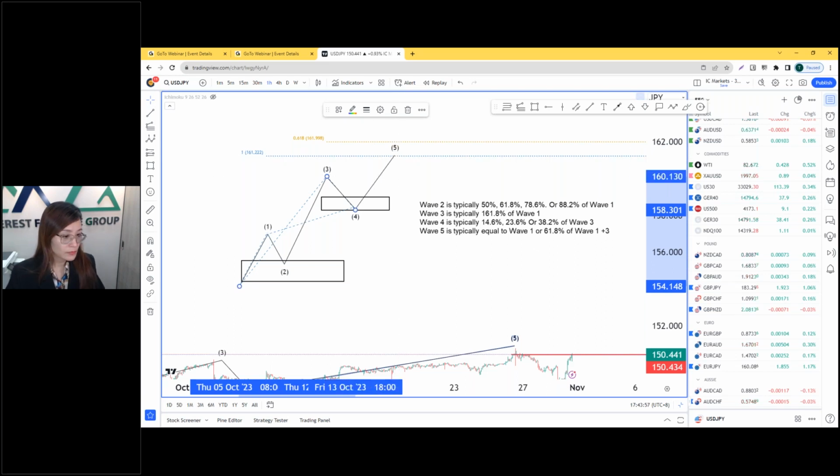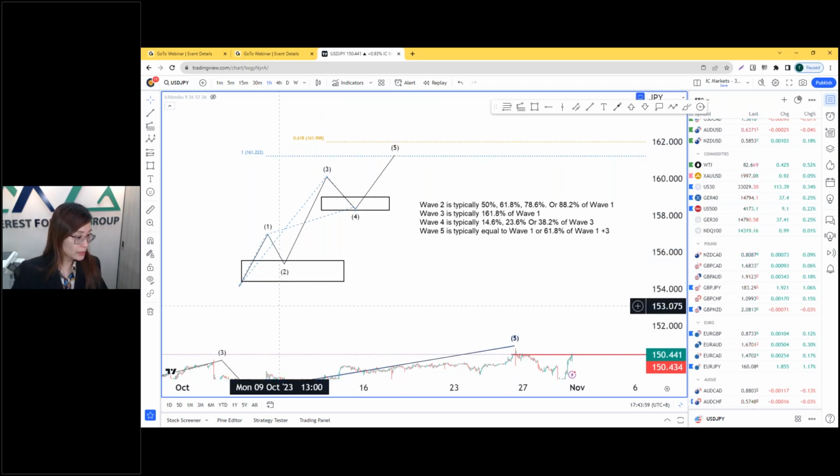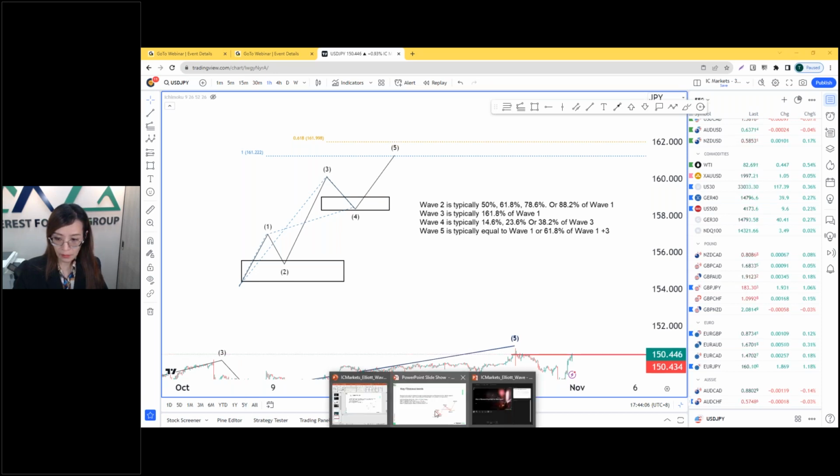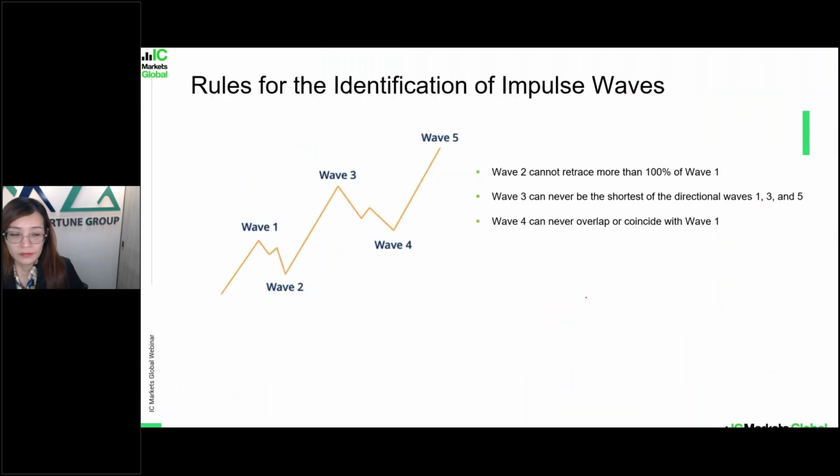And now we go back to our slide. This is quite straightforward, I believe. And there are rules that you need to remember to get the correct wave. Wave 2 cannot retrace more than 100% of wave 1, meaning the starting point here cannot be retraced more than wave 1, which means it cannot go below here. If it does, we're not going to count it as a wave. That's the rule you need to remember.